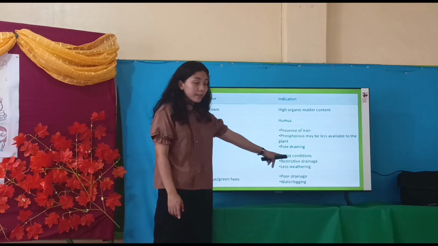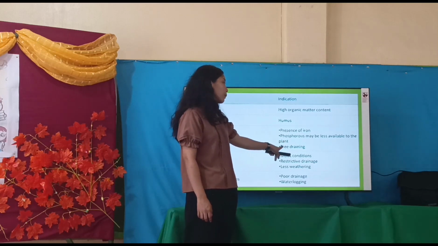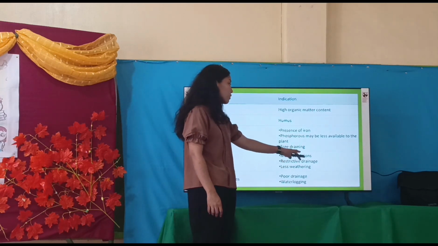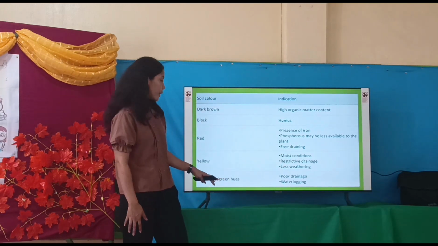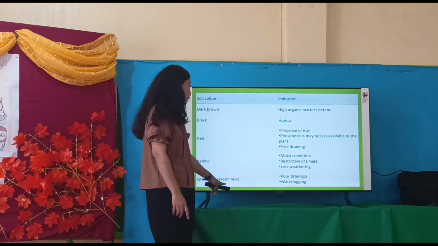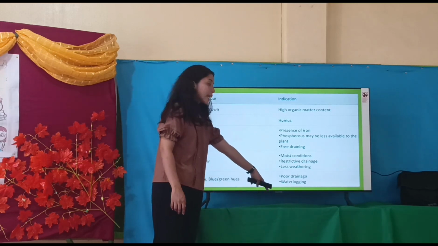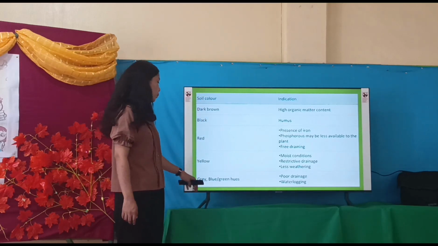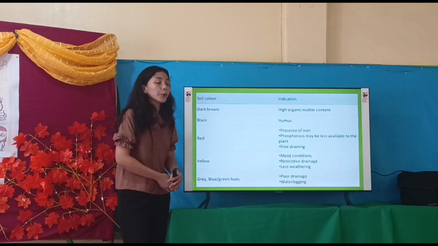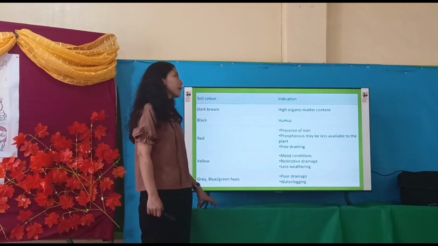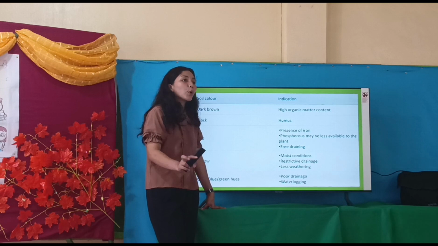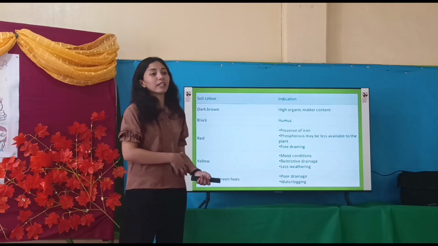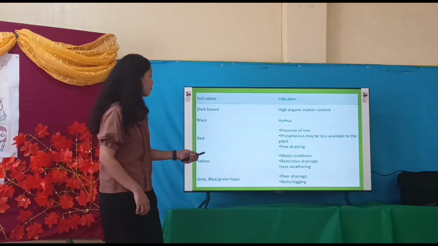Red, presence of iron. Phosphorus may be less available to the plant and free drainage. Here naman yellow, moist conditions, restricted drainage, less weathering, and lastly is gray, blue, or green hues, which indicates the poor drainage and water logging. So if gray na or nagdudulas daw po yung soil, is may tendency or indication na poor drainage or water logging. So parang hindi na nakapag-infiltrate ng water masyado. Okay?